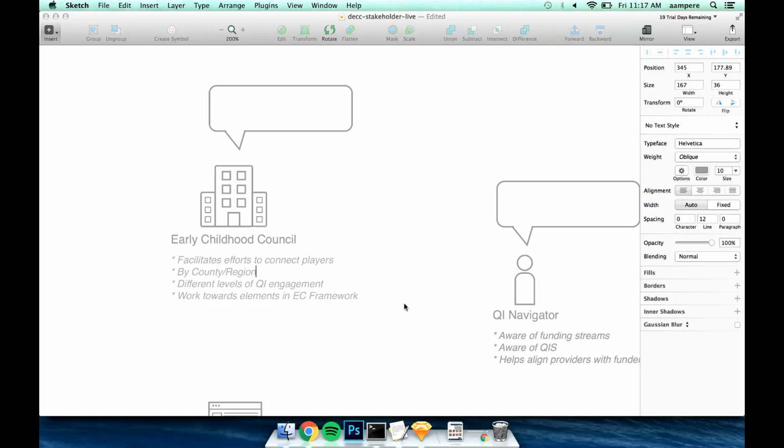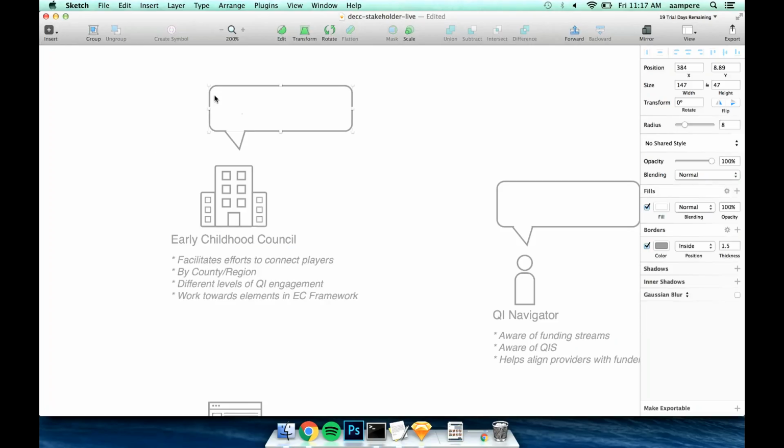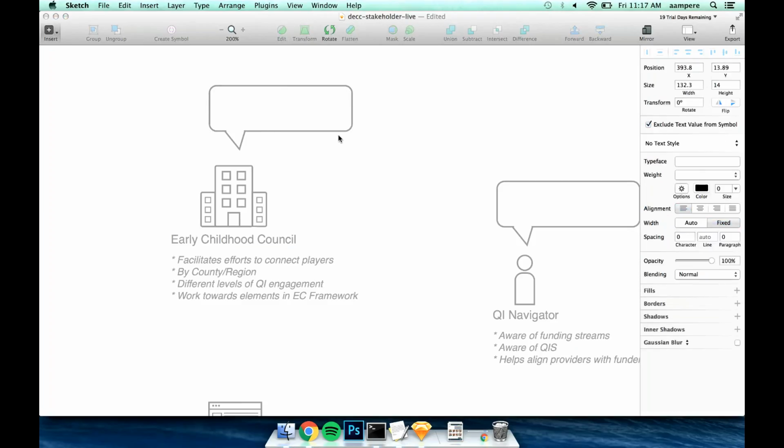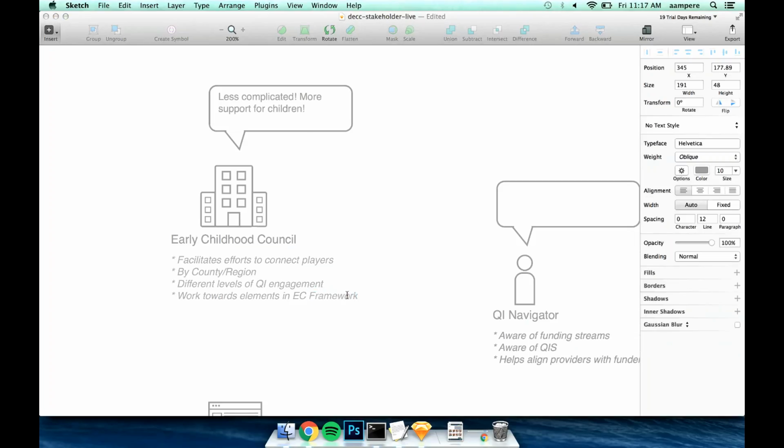All right. Let's get a one-liner for their mindset. Less complicated. Support for children, I think that's what you said. I think they want to spend most of their time doing their work and not recording doing their work. So I think that falls under less complicated, but just a little more detail there.